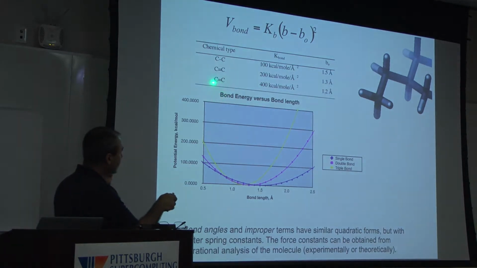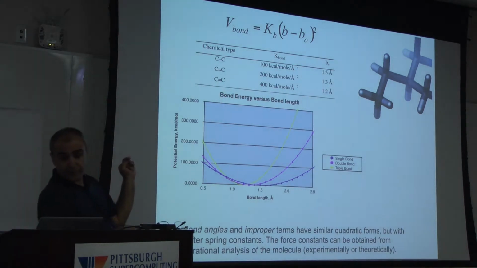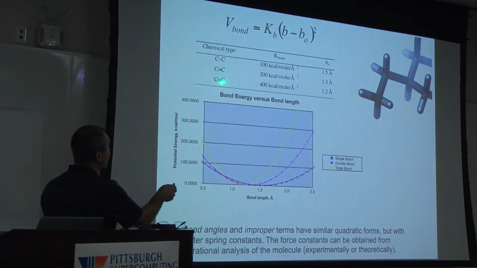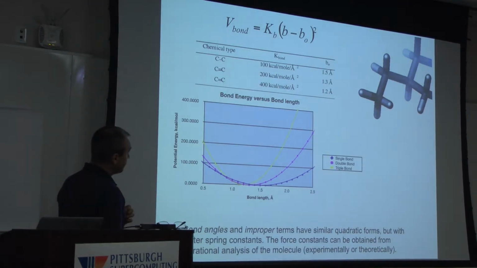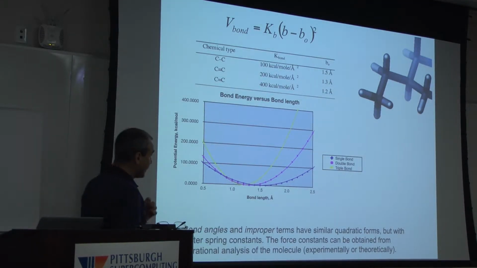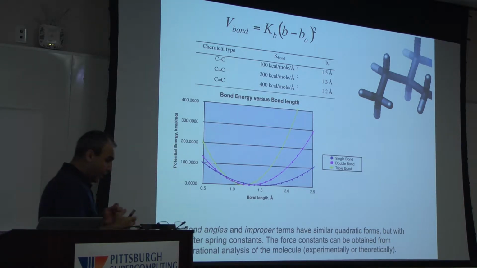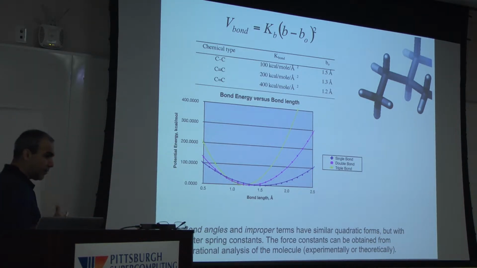And for a triple bond, this is a triple bond on my screen, it's going to be an even shorter bond length and a higher force constant. So that's it. That's how you distinguish between a single bond and a double bond and a triple bond.